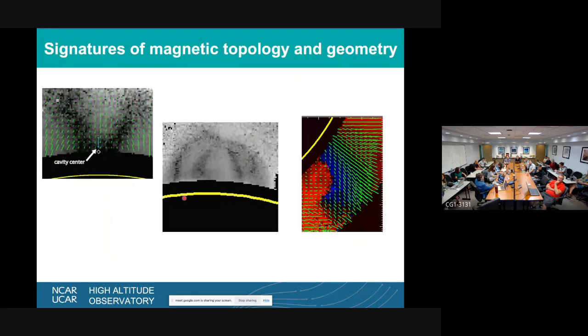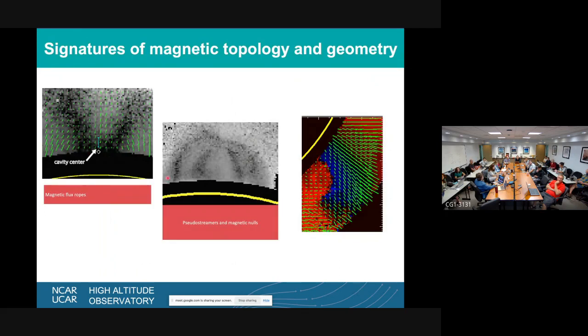Okay, here are the three poster child ones. There's a flux rope, lagomorphs, pseudostreamers, and magnetic nulls. Here's the magnetic null, by the way.